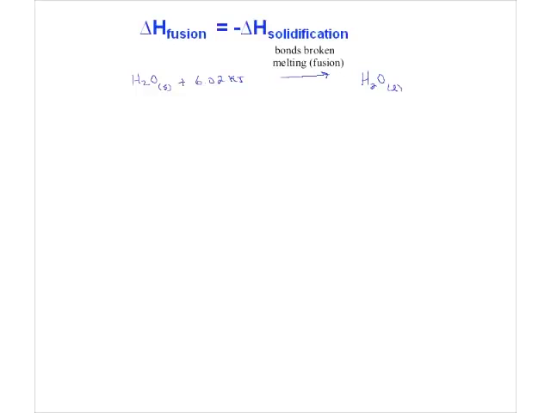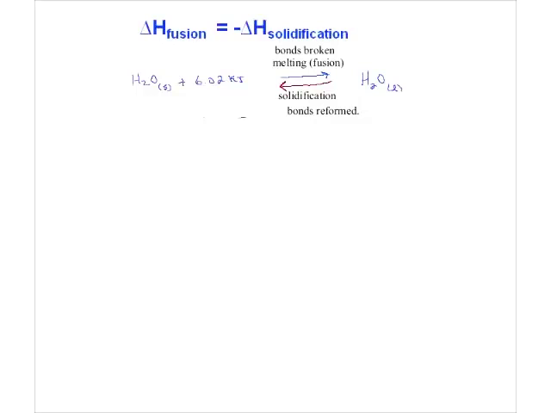This is a case where bonds are being broken. We're breaking the intermolecular forces that are holding the solid crystals in place. Energy goes in, we melt ice. It takes energy. The reverse of this process is known as solidification, going in the opposite direction. The bonds are reformed as the liquid water refreezes.